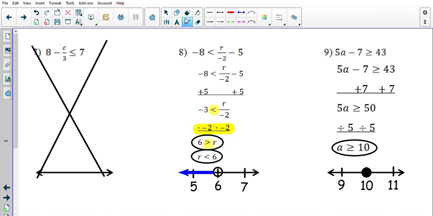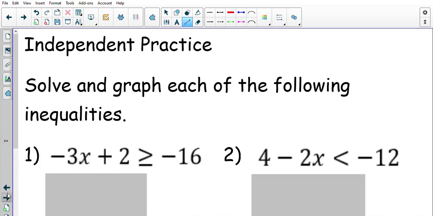So it's a closed circle because it's equal to in this case, and it's greater than or equal to. So we're going to be shading to the right. So let's go ahead and shade to the right here. Looks good. All right, I do want to give you a chance to try 2 questions on your own.